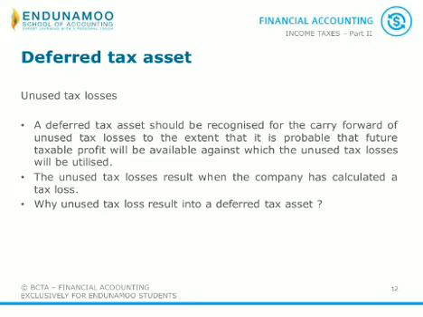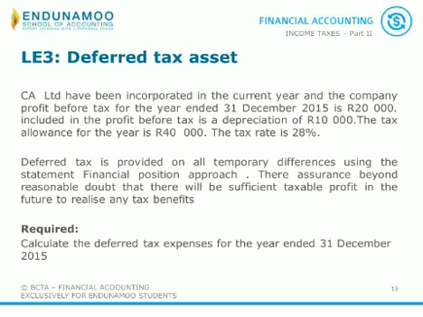Okay, so we're saying that unused tax losses will only result when a company has calculated a tax loss. And we've also posed the question: why do unused tax losses result into a deferred tax asset? We're going to unpack the answer to that in the following slides. The best way for us to do that is by going through an example practically, understand it, and then we can go back and have a clearer understanding and a clearer vision as to why that is the case.